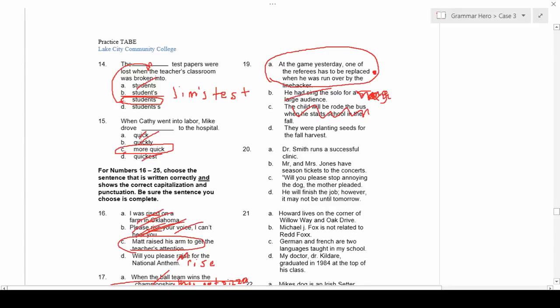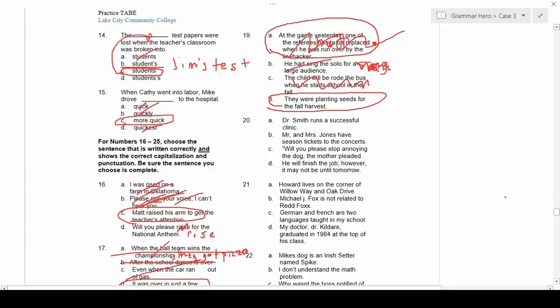Nope. I take that back. I apologize. And this is my first time seeing this, so bear with me. "At the game yesterday, one of the referees had to be replaced." Has to be replaced. So it's past tense. This is had. Sorry about that. So this is wrong. This one is correct.